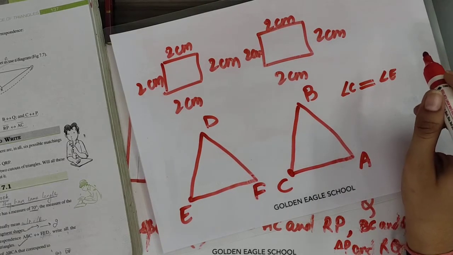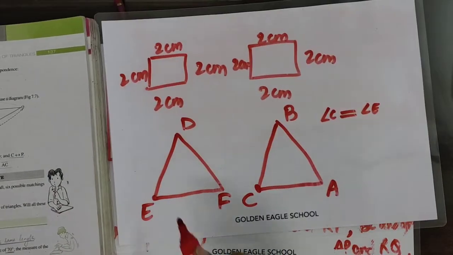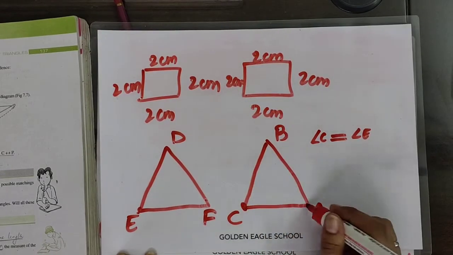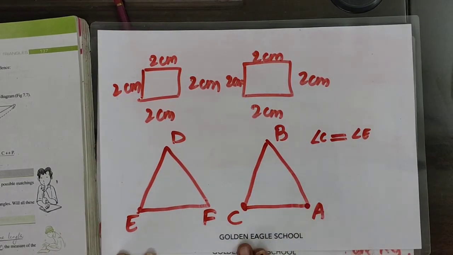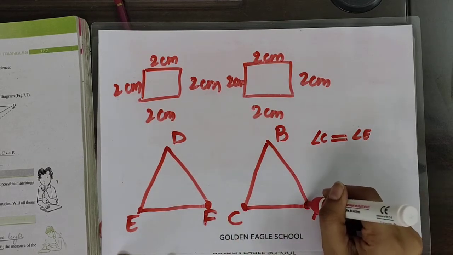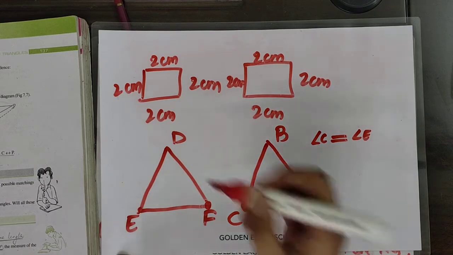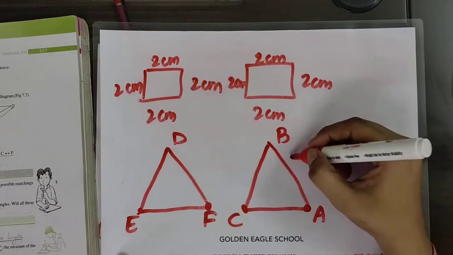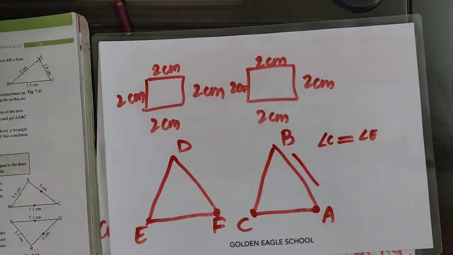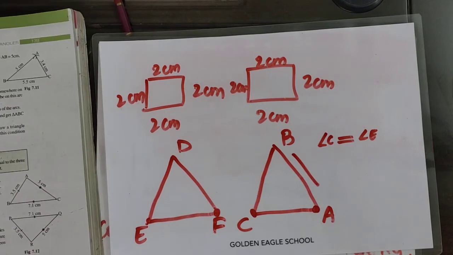Next is line segment EF. As you can see, line segment EF is over here. So line segment CA will be its corresponding part. Angle F is this, so angle A will be the corresponding part. Similarly, line segment DF is this line segment, so BA will be its corresponding part. So this is how you have to do this exercise. This exercise is for your homework.